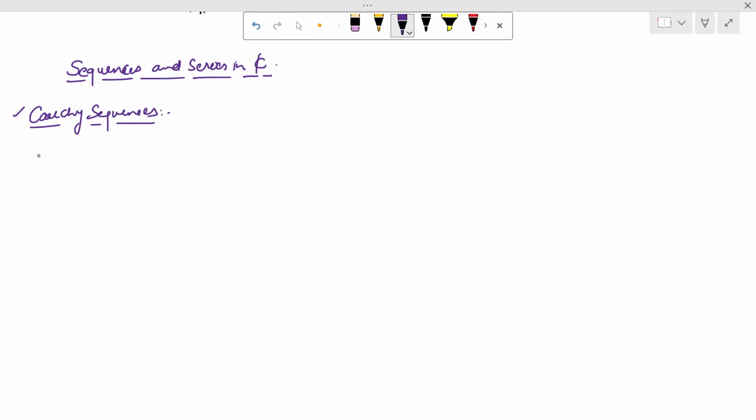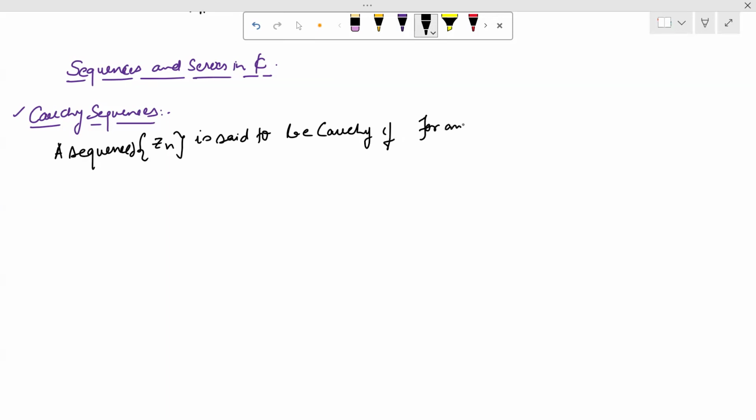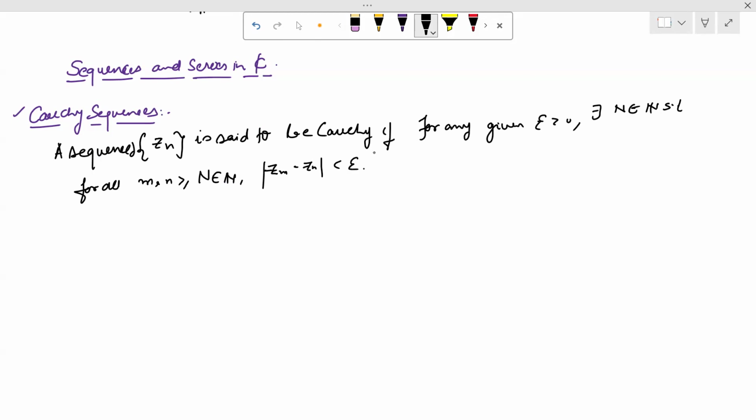So a sequence Zn is said to be Cauchy if for any given epsilon greater than 0, there exists some N belonging to the natural numbers such that for all m and n greater than or equal to N, modulus of Zm minus Zn is less than epsilon. So this is the similar definition.